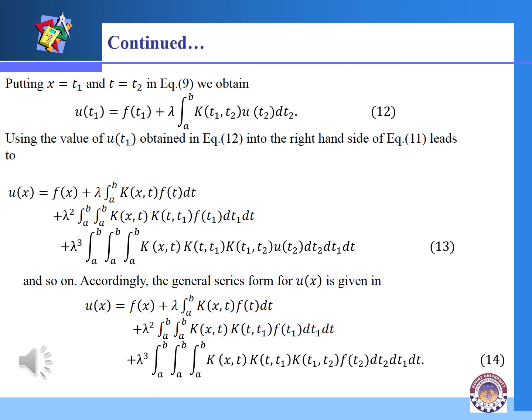You saw in the previous slide that we have u(t1) term in the last integral. To calculate that, putting x equal to t1 and t equals to t2 in equation 9, we obtained equation 12. Using the value of u(t1) obtained in equation 12 in the right hand side of equation 11 leads to equation 13, and so on. Accordingly, the general series form for u(x) is given in equation 14. Equation 14 can be obtained by plugging u(t2) in equation 13 as we substituted u(t1) in equation 11.